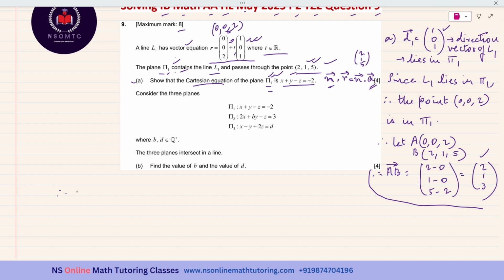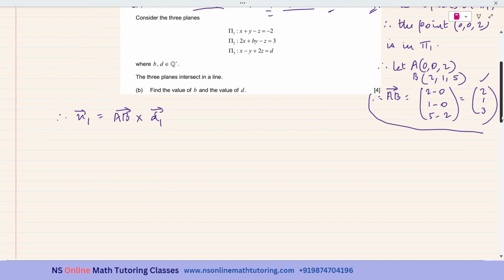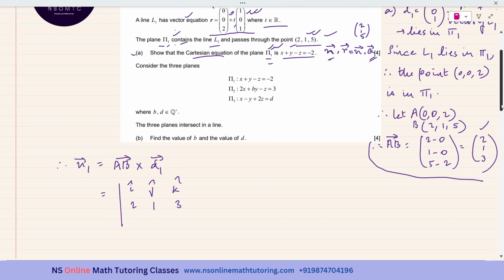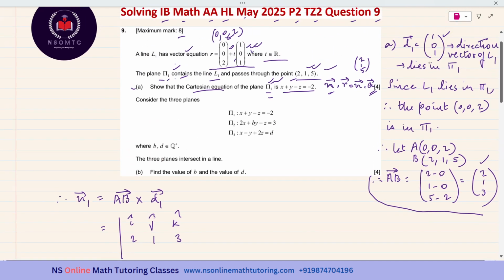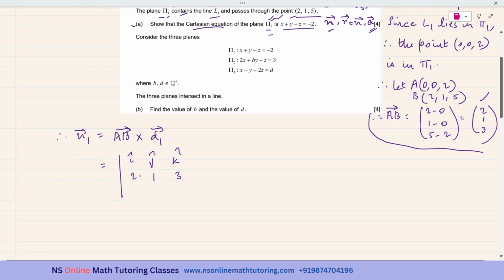Therefore, N1 will be equal to, say, AB cross D1. So this is equal to the determinant with i, j, k, then AB which is 2, 1, 3, and D1 which is 1, 0, 1.